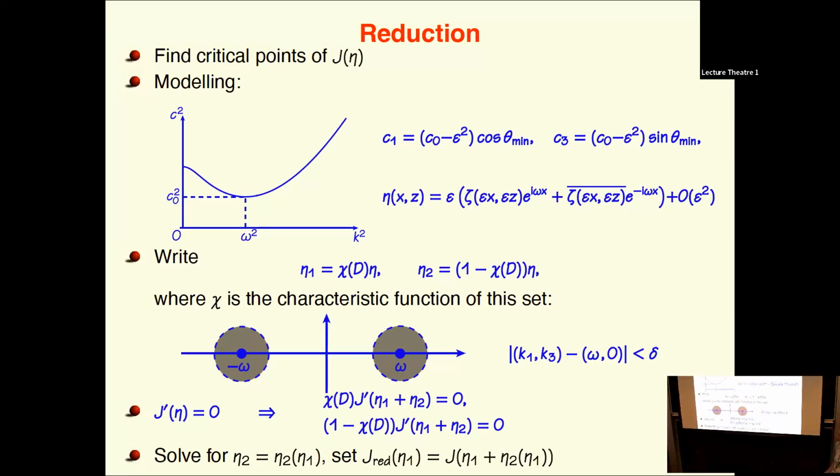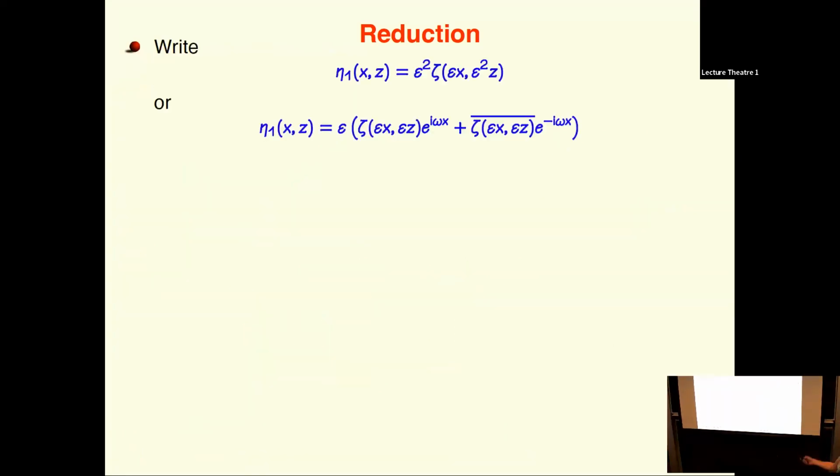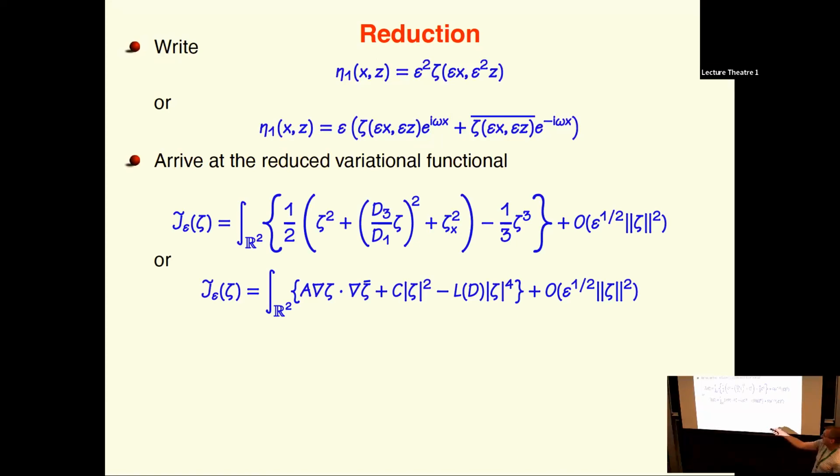Okay. And finally then, at the very end, you take the eta1, which is the part where the action is, you actually apply the exact KP or DS scaling to it. And what you find is that then your reduced variational principle gives you exactly the KP variational principle plus small rest, or the DS variational principle plus small rest.